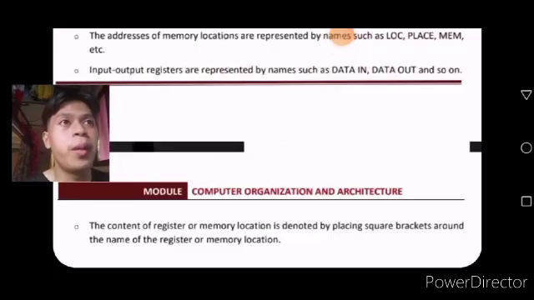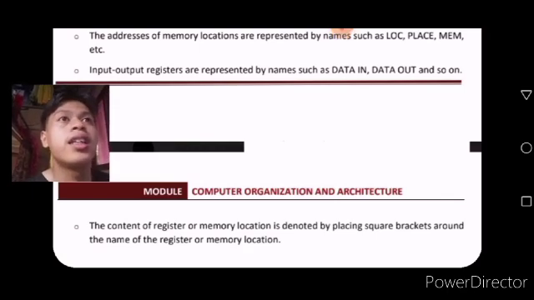The addresses of memory locations are often represented by descriptive names like LOC, PLACE, or MEM, etc. This allows the programmers and the system to identify the specific locations in memory. It also makes it easier to read and understand.